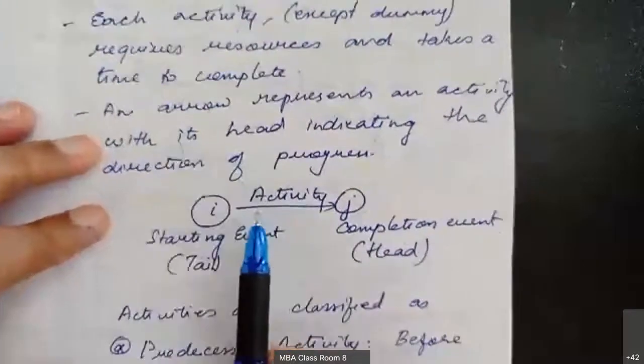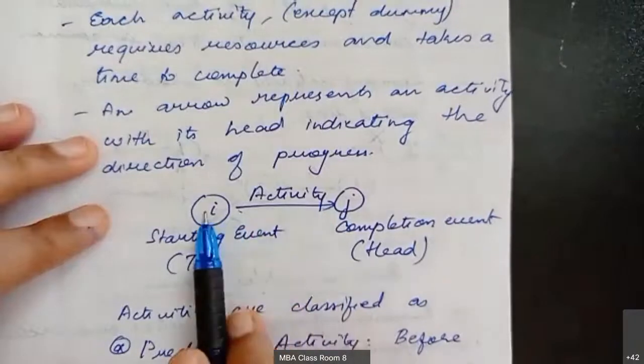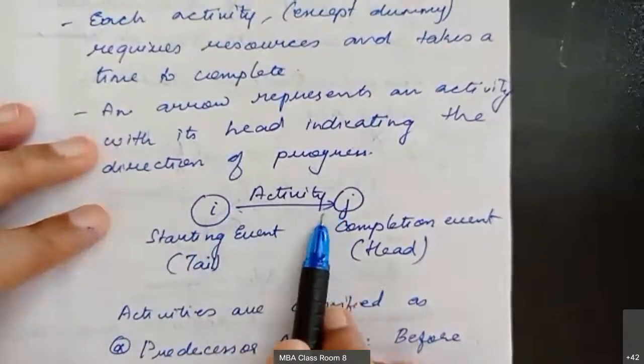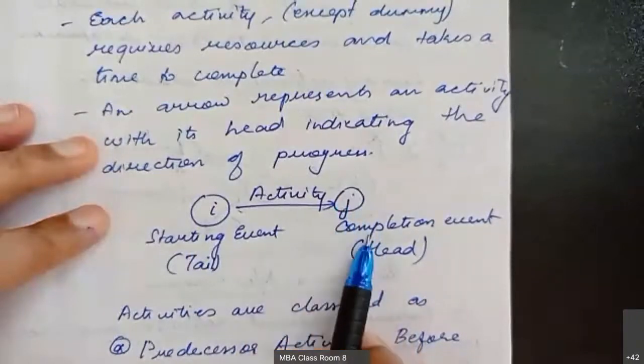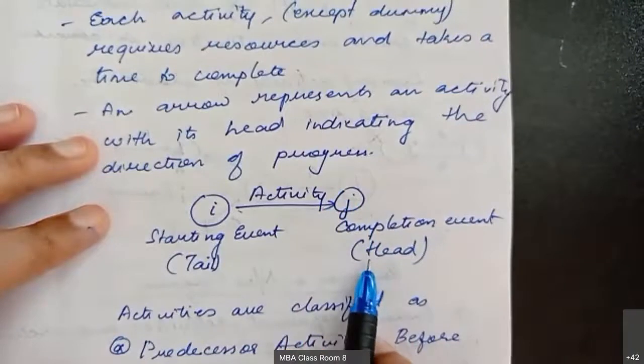Now, how will you represent an activity? It is represented by an arrow mark. Before the arrow mark you will have a starting event, called the tail. After the activity is completed, it will go to a completion event that is also represented by a circle, and it is called the head.